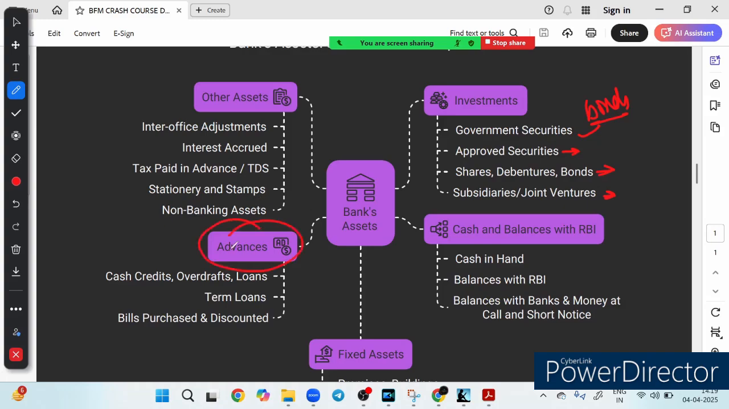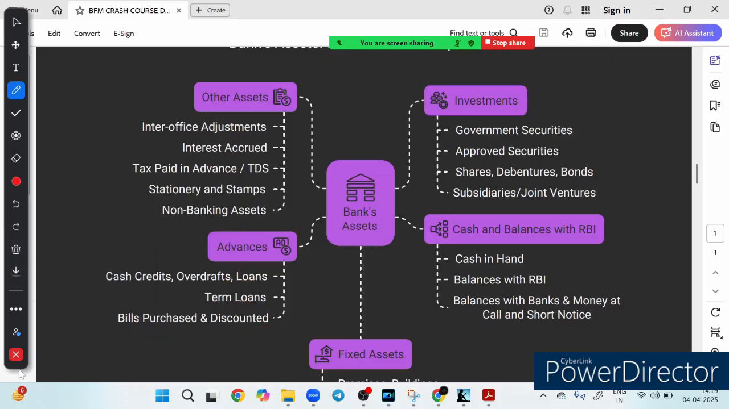Then they have advances also. This is also an asset. Lending is the bank's primary source of income. They provide cash credit and overdraft and loans. They provide term loans, bill purchase, yes, buying trade bills at a discount and earning profit later. This is also part of their income.